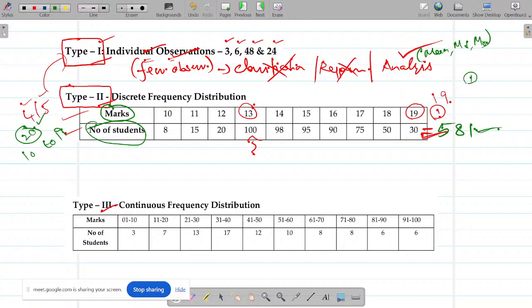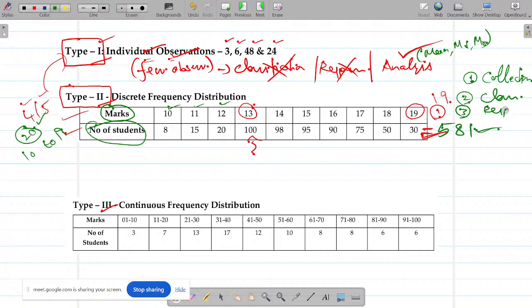So first, I just conducted the test. I collected your marks by correcting the paper. Then second step, I go for classifying. What classification is this one? Quantitative classification, because I'm giving the weightage for the marks 10, 11, 12 and so on. Then what happens next?